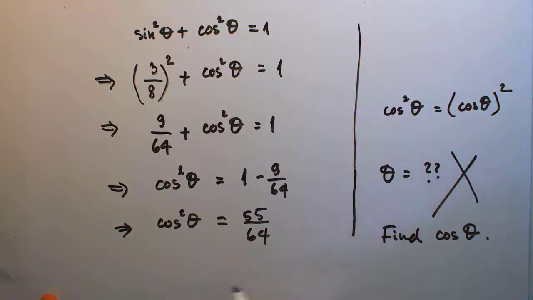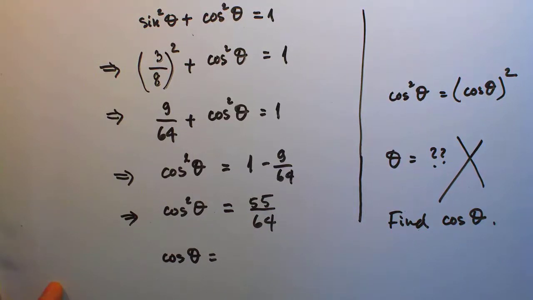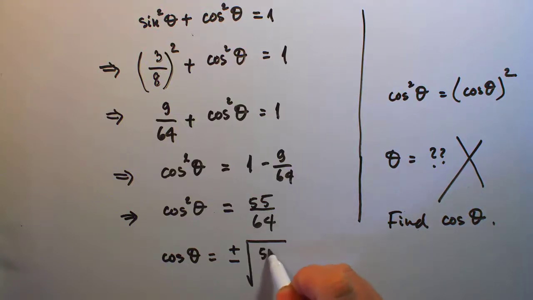So consequently, cosine theta will come out being, but now everybody in this class has learned enough pre-calculus to understand that anytime you're taking a square root on both sides of an equation, you have to take a plus and minus square root. This practice will happen a lot throughout our course in trigonometry. So coming right out from that equation, cosine theta turns out to be plus and minus square root of 55 over 64.